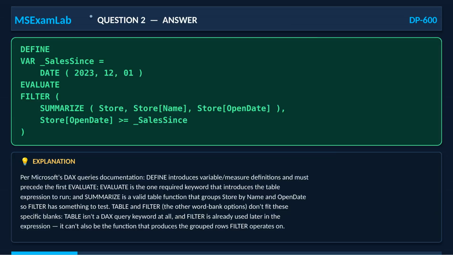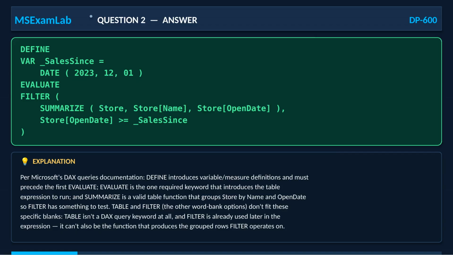The correct order is define, then evaluate, then summarize. Per Microsoft's DAX queries documentation, define introduces variable/measure definitions and must precede the first evaluate. Evaluate is the one required keyword that introduces the table expression to run. And summarize is a valid table function that groups store by name and open date, so filter has something to test. Table and filter, the other word bank options, don't fit these specific blanks.